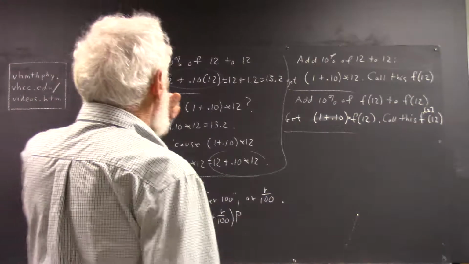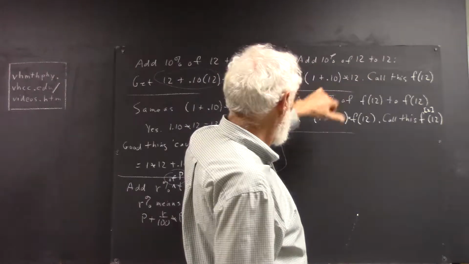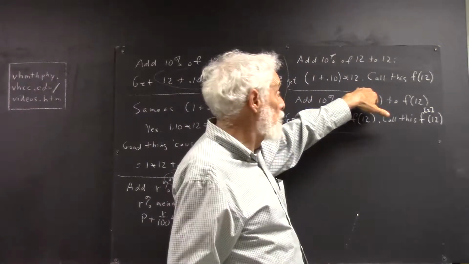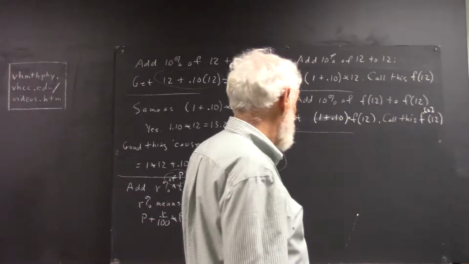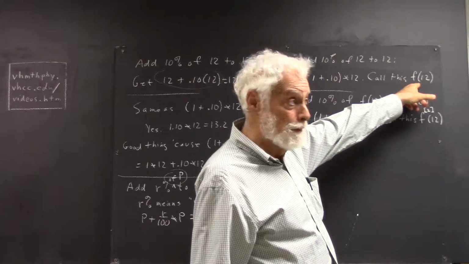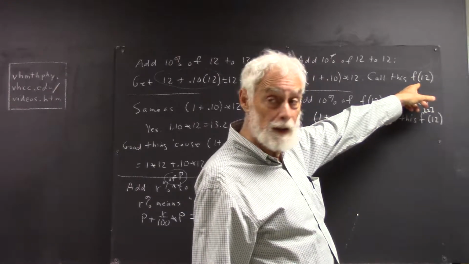So, adding 10% of 12 to 12, we get 1 plus 0.10 times 12, right? And we call that f of 12. And right now we just regard that as a name, f of 12, okay? It is function notation. It's a perfectly valid function notation.